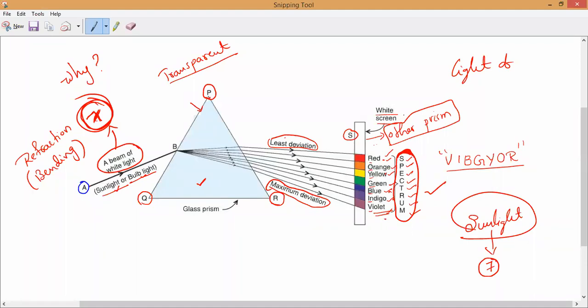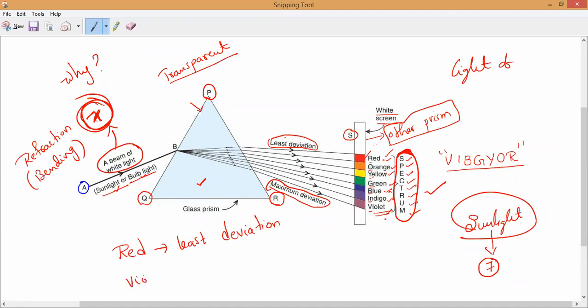Spectrum. If you observe this picture, all of you, which color has the least deviation? Anybody can say. Red color has the least deviation. Least deviation is shown by red color. All of you note it down. In the same way, which has the maximum deviation? Violet.